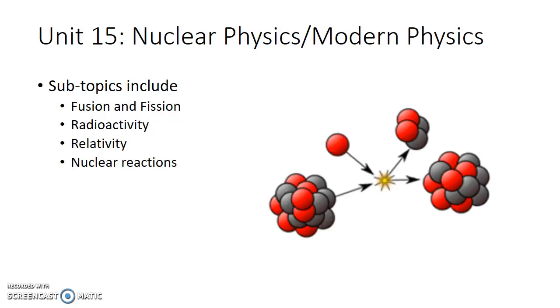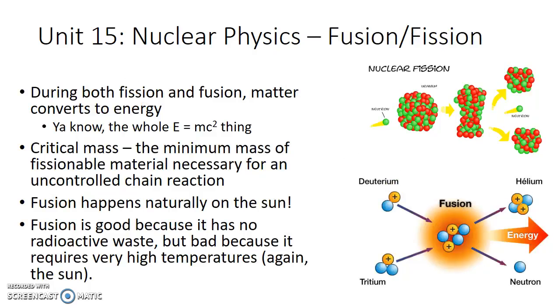Unit 15, which is nuclear physics or modern physics. Here are some subtopics: fusion and fission, radioactivity, relativity, and nuclear reactions. During both fission and fusion, matter converts to energy. You know the whole E equals mc squared thing. It's probably important. Critical mass, which is the minimal mass of fissionable material necessary for an uncontrolled chain reaction. Fusion happens naturally on the sun. Fusion is good because it has no radioactive waste, but bad because it requires very high temperatures.